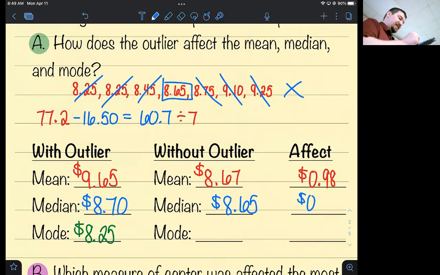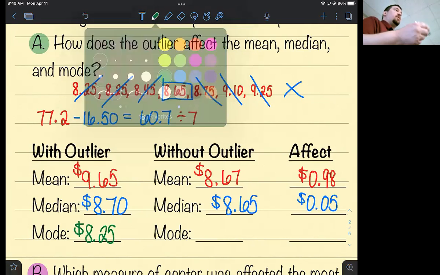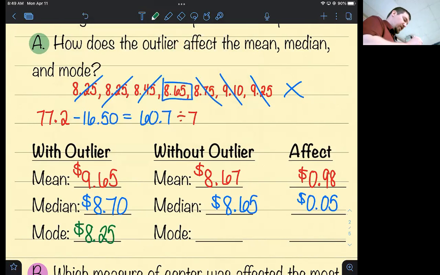Only 5 cents. So remember in the last problem, it said, which is the best measure to use when there's an outlier present, because there was. We chose the median because the outlier only had a nickel change on the median, but it had almost a dollar change on the mean. What about the mode? What did the mode change by? What is the new mode? Didn't change at all. It's still going to be $8.25, and there was no change.